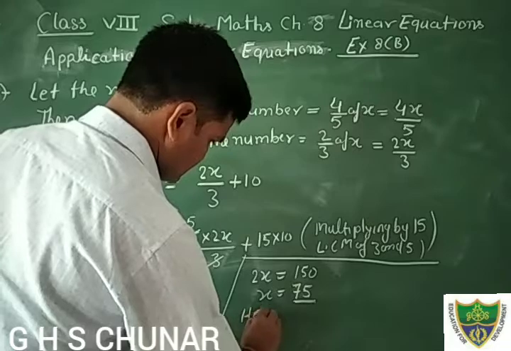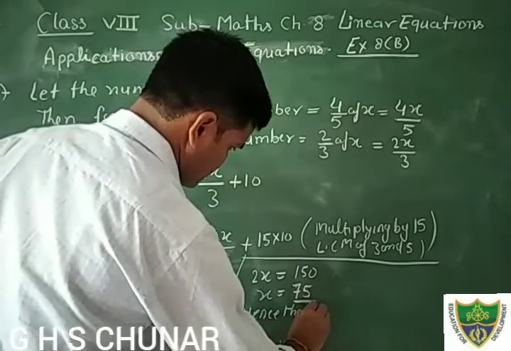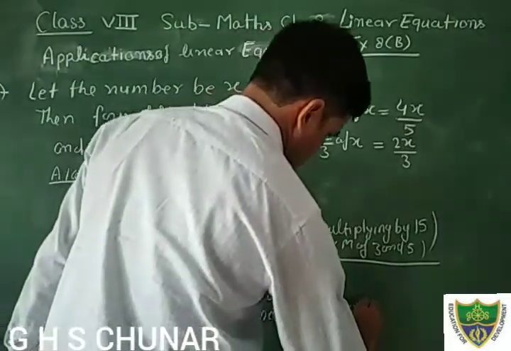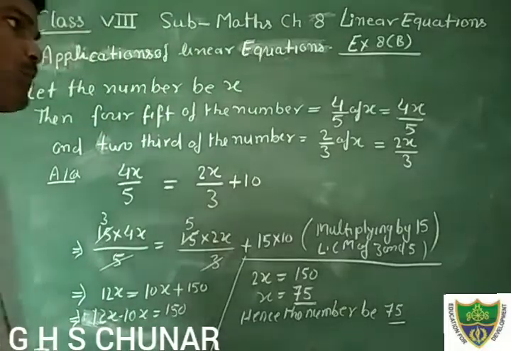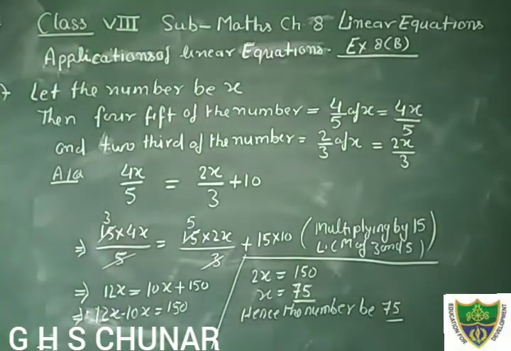Hence, the number will be 75. Right? You can check the answer. 4/5 of 75 is 60, and 2/3 of 75 is 50. Now 60 is 10 more than 50. Okay, you note it.